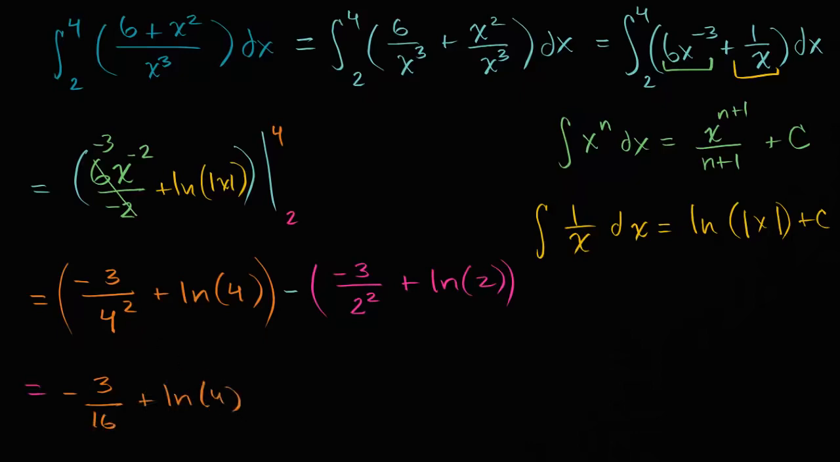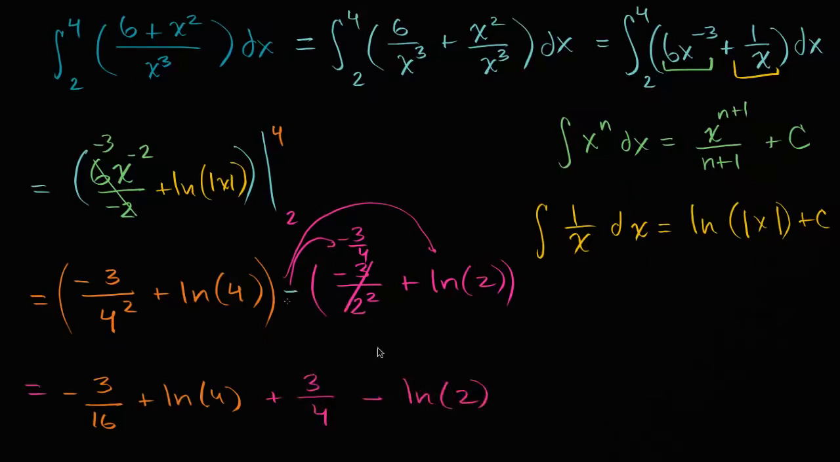And then this right over here is negative 3/4. Negative 3/4. This right over here is negative 3/4. But you have this negative sign out front that we're going to have to distribute. So the negative of negative 3/4 is plus 3/4. Plus 3/4. And then we're going to subtract, remember we're distributing this negative sign, the natural log of 2. And what is this equal to?